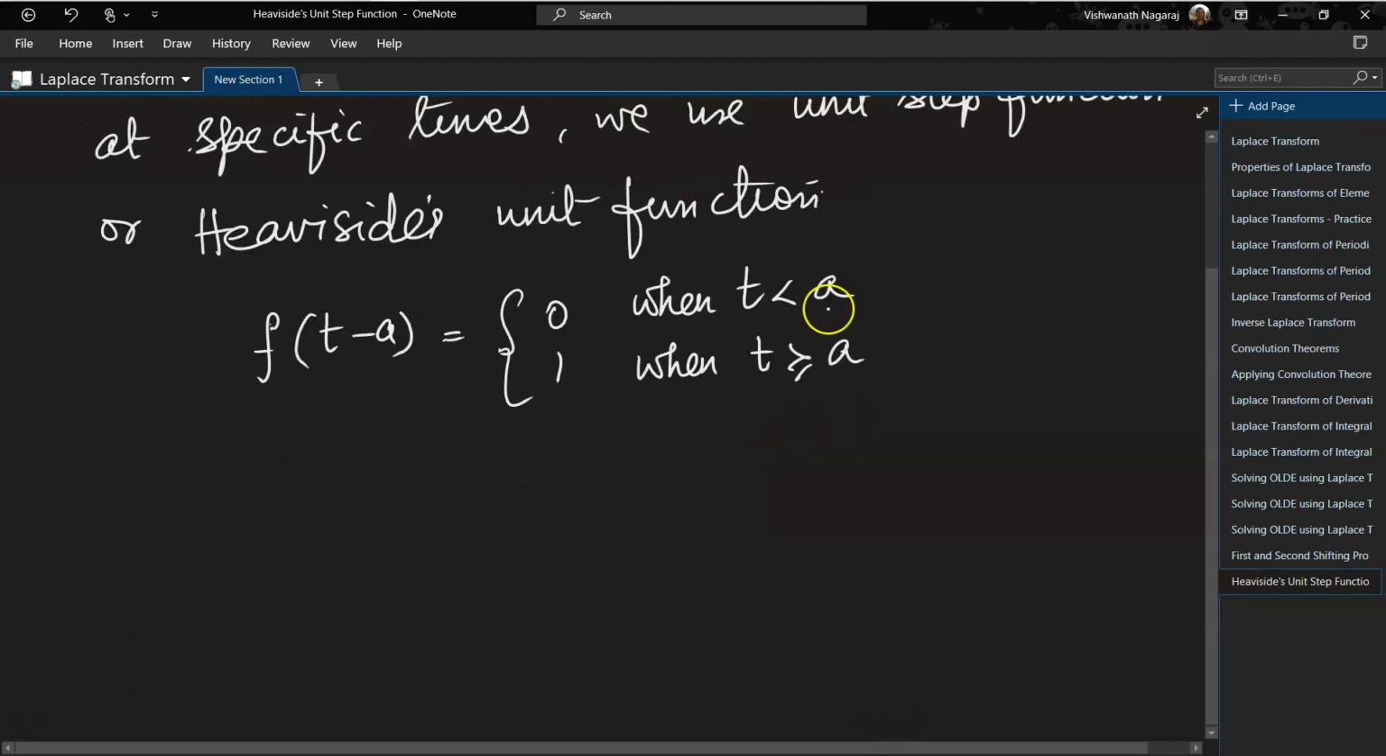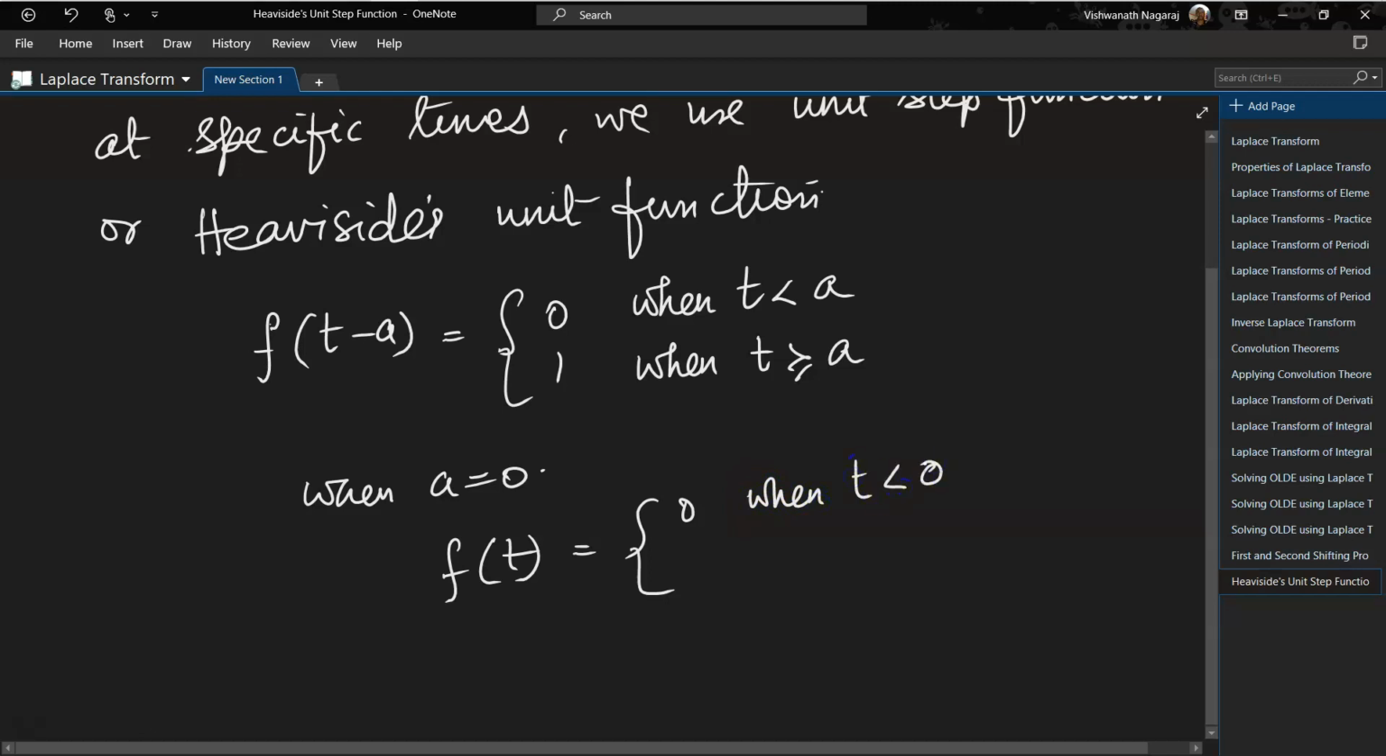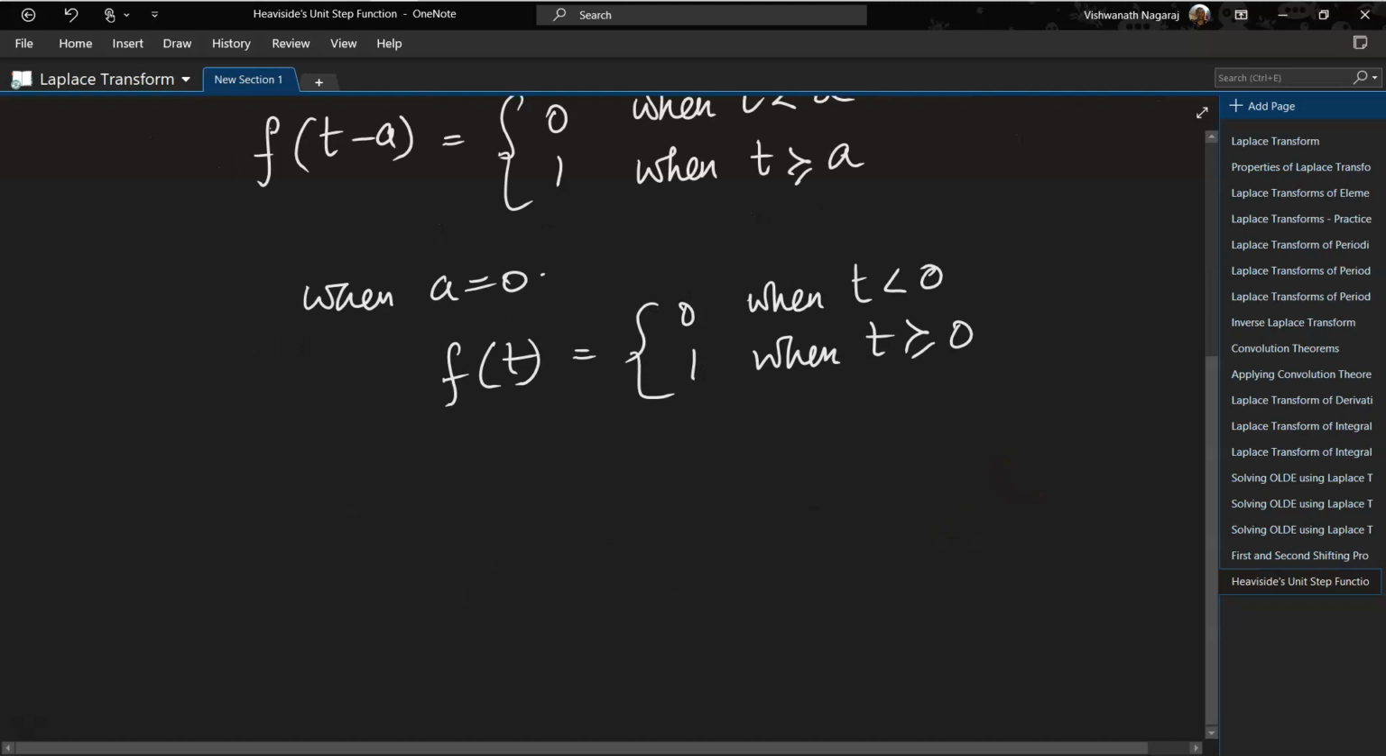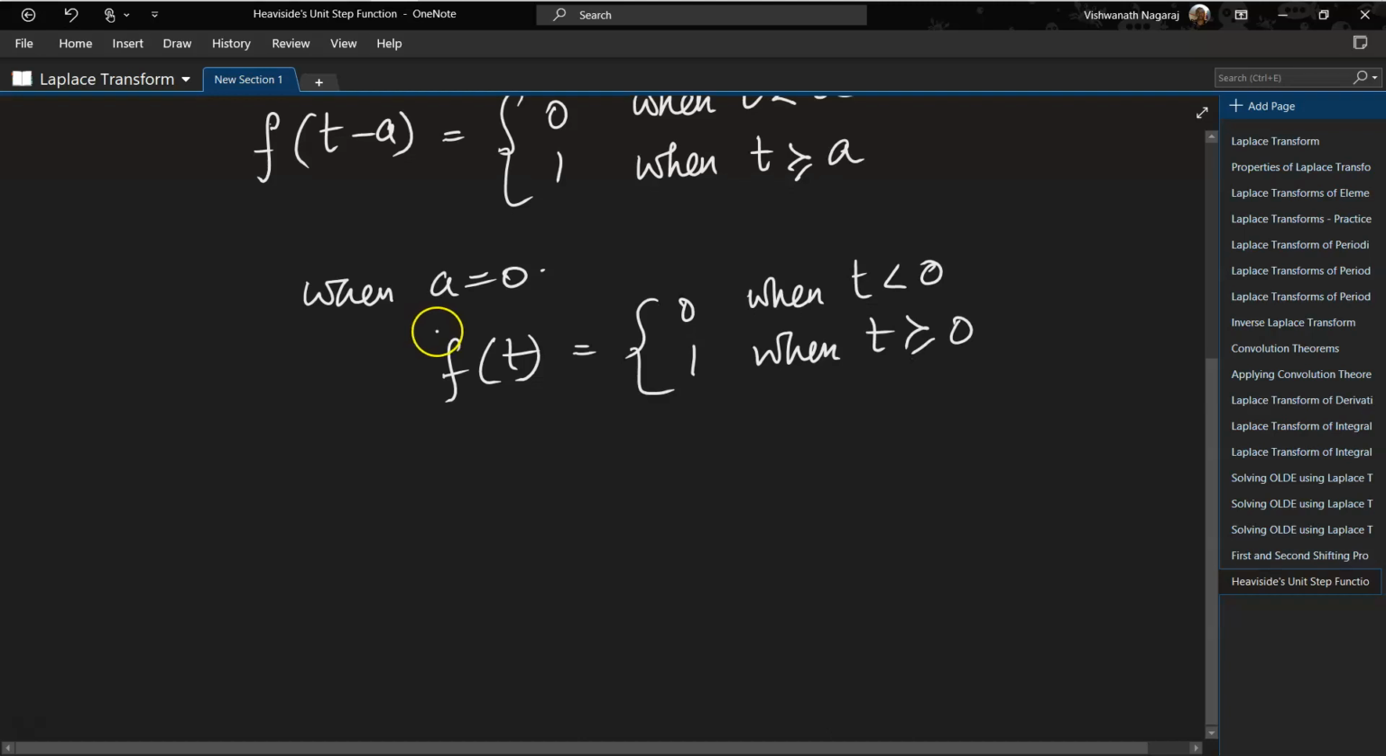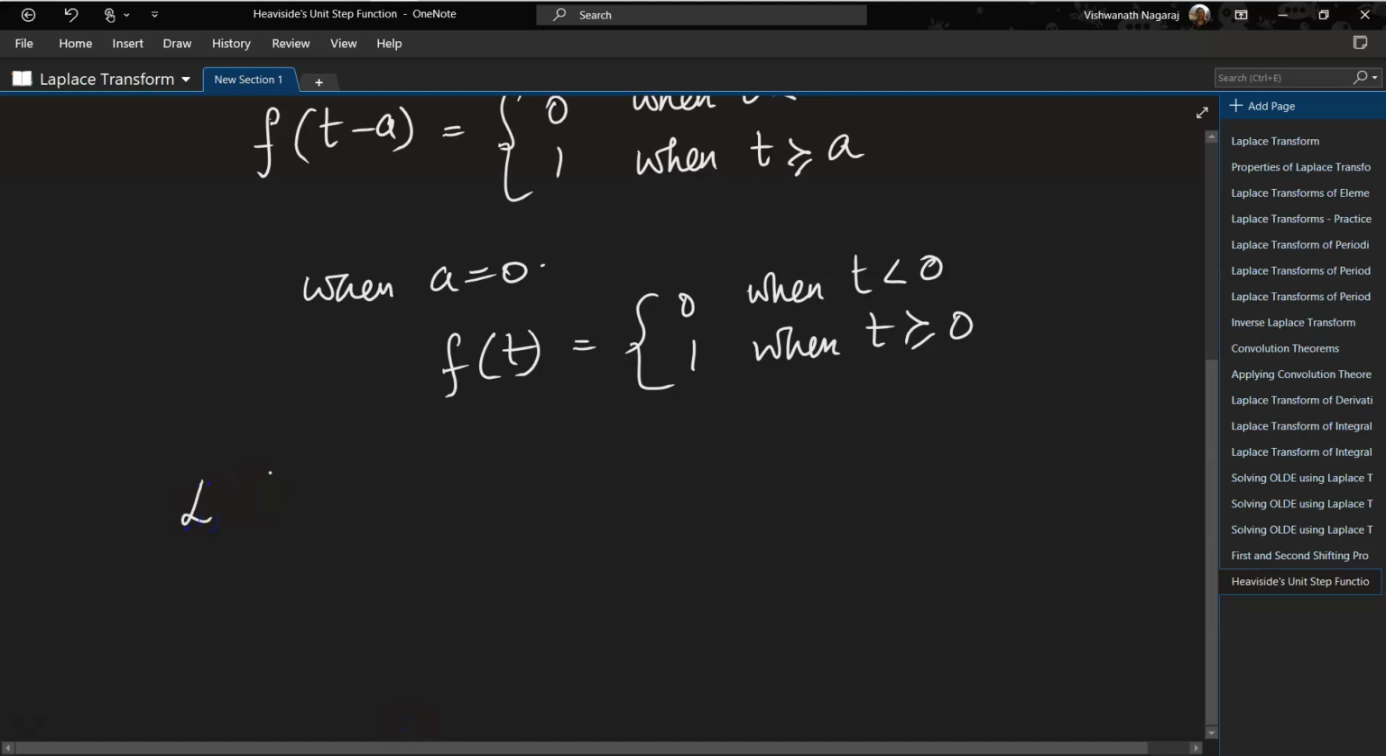Now, just think of it. When a is equal to 0, this function would become f of t equal to 0 when t is less than 0, and 1 when t is greater than or equal to 0, right? Now what we want to do is find the Laplace of this unit function, not this one where a is equal to 0, but in general f of t minus a. So we want to find the Laplace of f of t minus a.